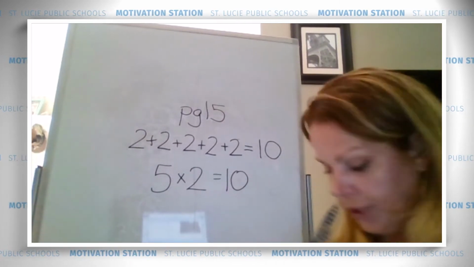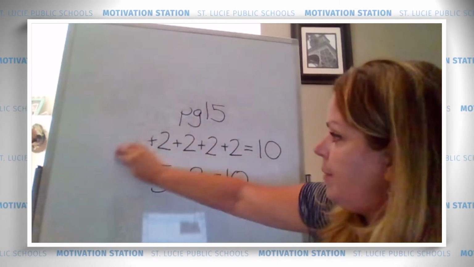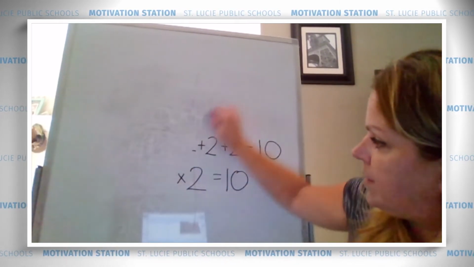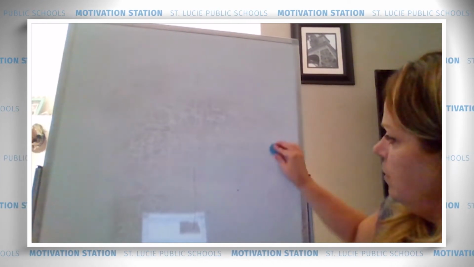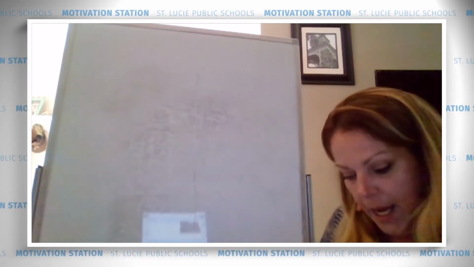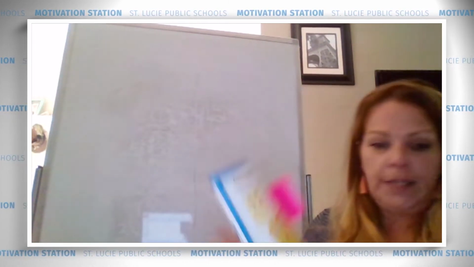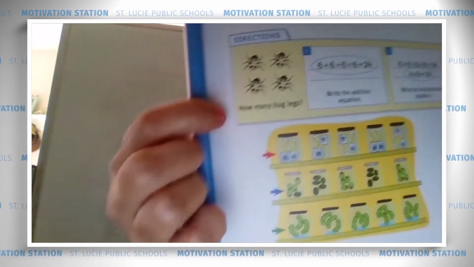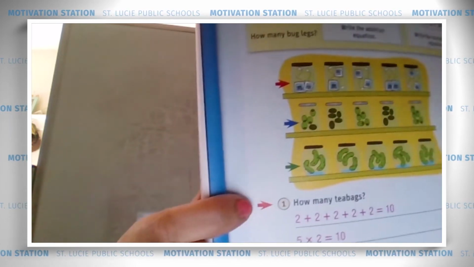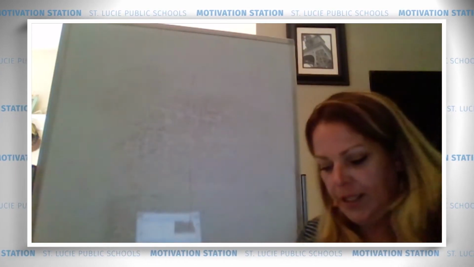Okay, so looking at the top problem on page 15, you're filling this in as we go along. How many tea bags? And you can see they color coded it for you. So there's a red arrow up by the tea bags. And then down at the bottom of the page, there's a red arrow to tell you that's the row.